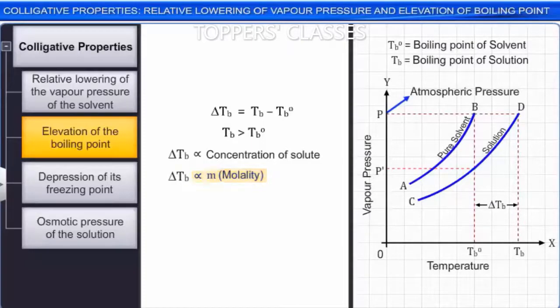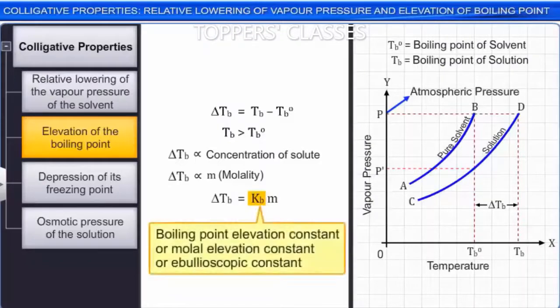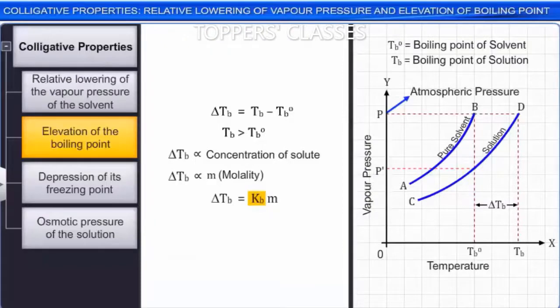or delta Tb is equal to Kb multiplied by m, where Kb is known as the boiling point elevation constant or molal elevation constant or the ebullioscopic constant. Molal elevation constant is defined as the elevation in the boiling point when 1 mole of a solute is dissolved in 1 kilogram of a solvent. Thus, the unit for molal elevation is Kelvin kg per mole.